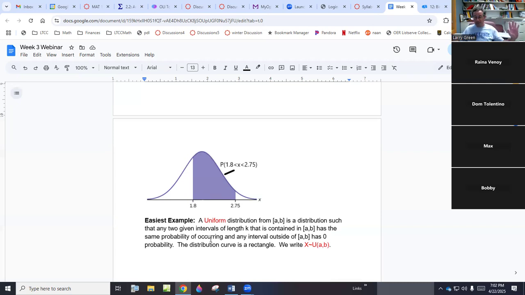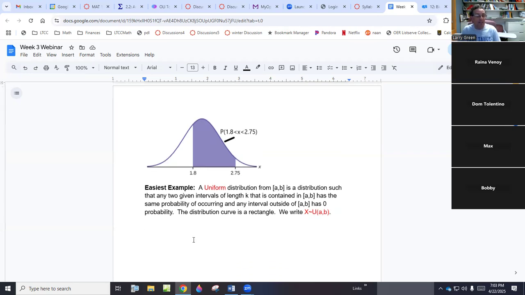Now we're moving to chapter 5, by the way. A uniform distribution from A to B is a distribution such that any two given intervals of length k that are contained in A to B have the same probability of occurring, and any interval outside of AB has a zero probability. And the distribution curve for a uniform distribution is a rectangle. Just trust me on that. Any questions on this definition?